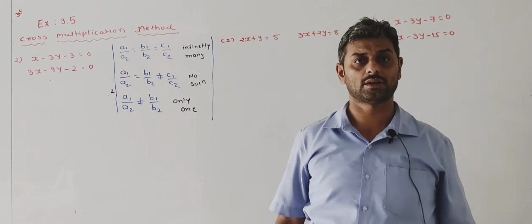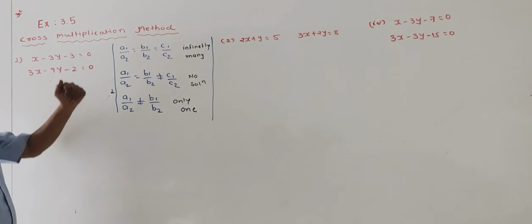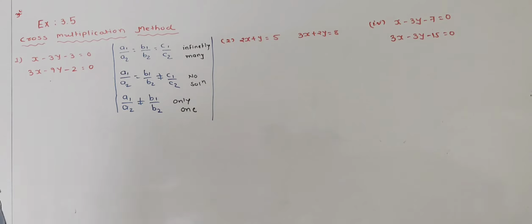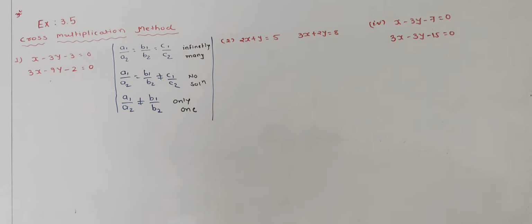Jai Swaminarayan. Now today we are going to do the last method, and that is the cross multiplication method. Here exercise 3.5 is based on the cross multiplication method.